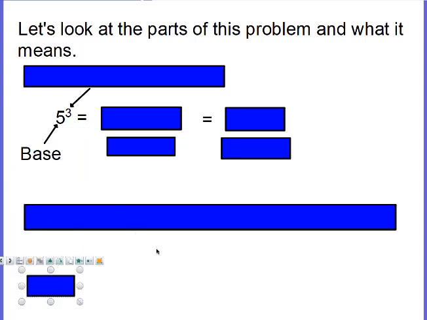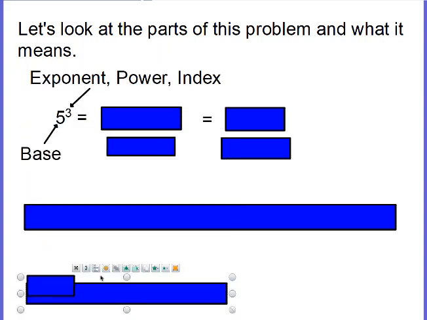We need to make sure that we remember the various parts. This 5 is a base. The 3 is the exponent. Sometimes we call that the power, sometimes we call it an index. If it is a 2, we would say that it's squared. If it's a 3, we would say that it's cubed. But this number right here is what represents the exponent.